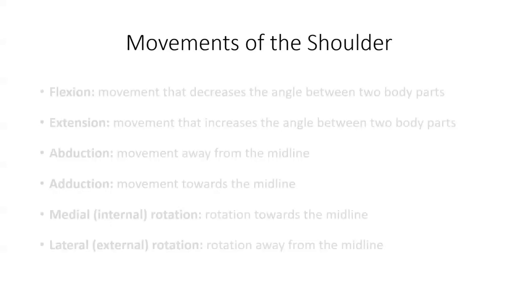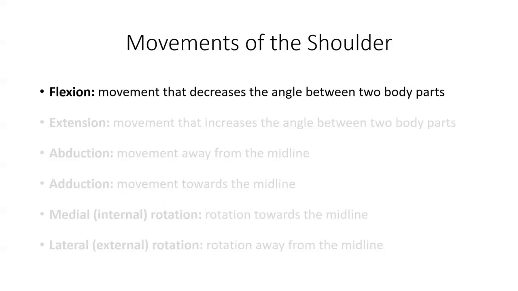For the muscles of the shoulder, and so these are muscles that typically attach onto the humerus, we use the terms flexion and extension, abduction and adduction, and medial or internal rotation, and lateral or external rotation. So again, we're going to cover these more in labs, but just to introduce you to some of those terms, flexion is a movement that decreases the angle between two body parts.